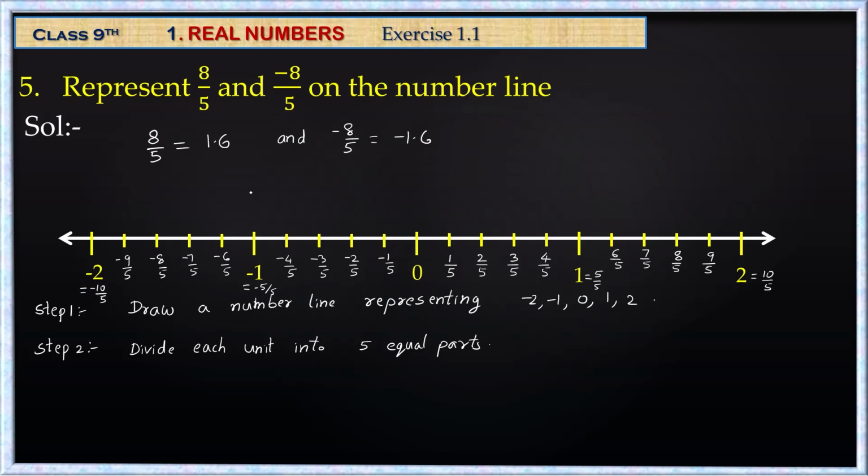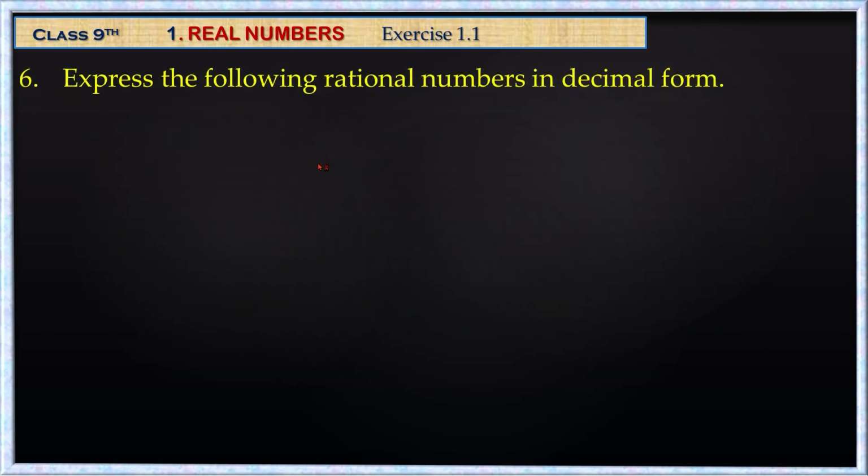Now here we have to represent 8/5 and -8/5. This one is the 8/5 and this one is the -8/5. We have represented both 8/5 and -8/5 on the number line. This is the answer. Next problem.